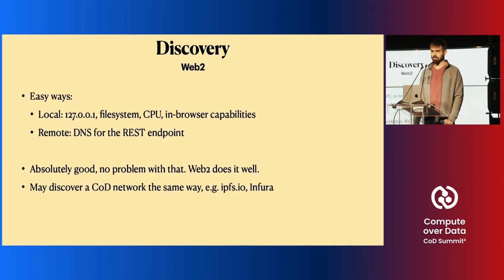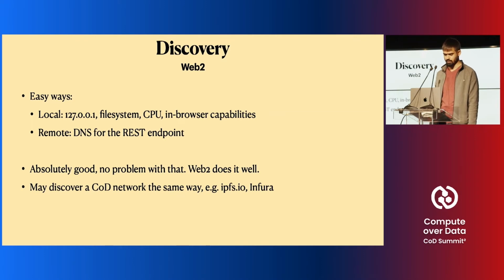And in Web 2, we have a solution. When we just do Web 2, we have a lot of easy ways. The easiest way is to point to the local capabilities, like localhost, file system, local CPU, or something that you have in the web browser. Just call a function in JavaScript or write a variable. That's the access to data and to compute. Very simple.